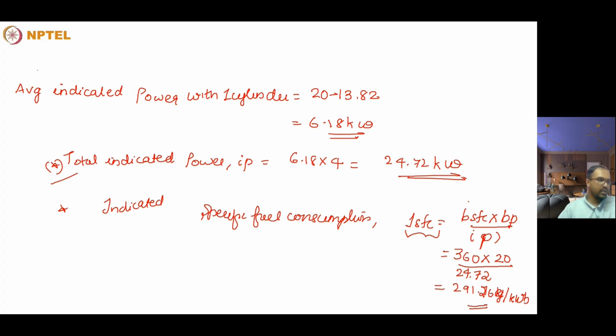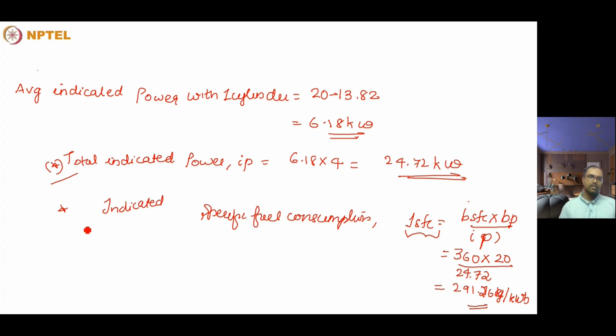Finally, we need to calculate the fuel consumed. We have calculated the indicated specific fuel consumption. The next step is to calculate the fuel consumption based on the actual value. This is in terms of gram per kilowatt hour. We need to calculate the fuel consumption in terms of kilogram per second, and based on that we can calculate the indicated thermal efficiency.